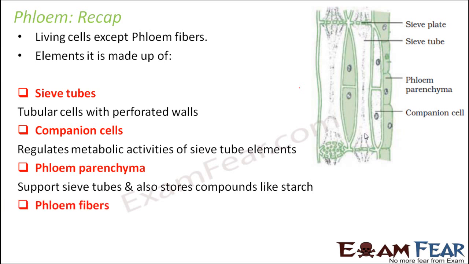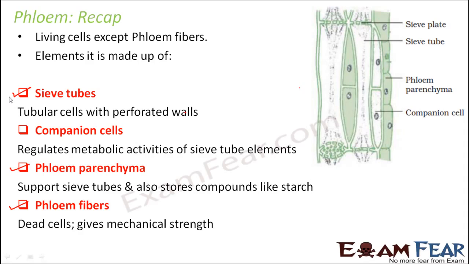And finally the phloem fibers, which provide mechanical strength, and they are dead cells and they just provide the mechanical support and strength. So here also, just like in the case of xylem you had xylem parenchyma and xylem fibers, similarly here you have phloem parenchyma and phloem fibers. For conduction in xylem you had tracheids and vessels, and here for conduction you have the sieve tubes and the companion cells to regulate their metabolic activities.